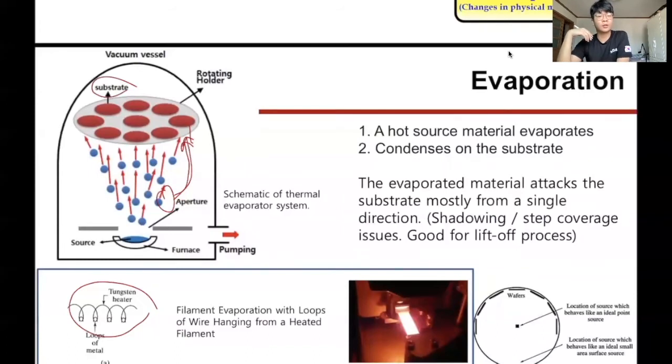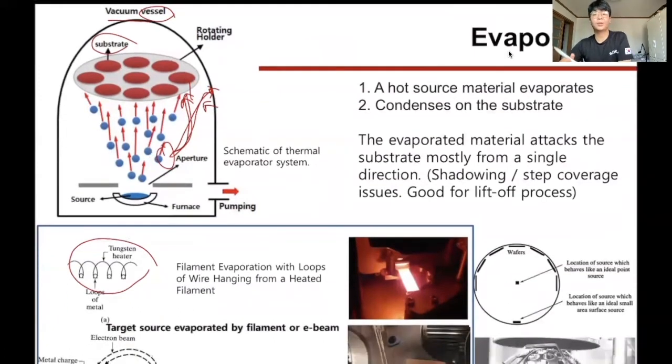However, this way has a disadvantage because these vessels are under vacuum, so the metals can stick to the vessels. So the vessels must be cleaned regularly. The stuck target materials can come off from time to time, so they need to be cleaned. It also has shadowing issues, and then step coverage issues.